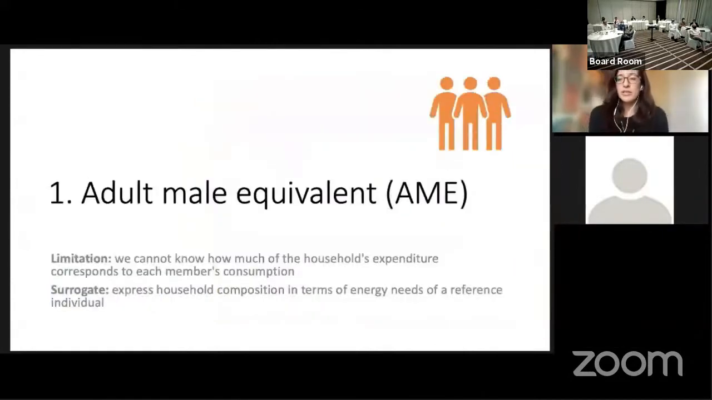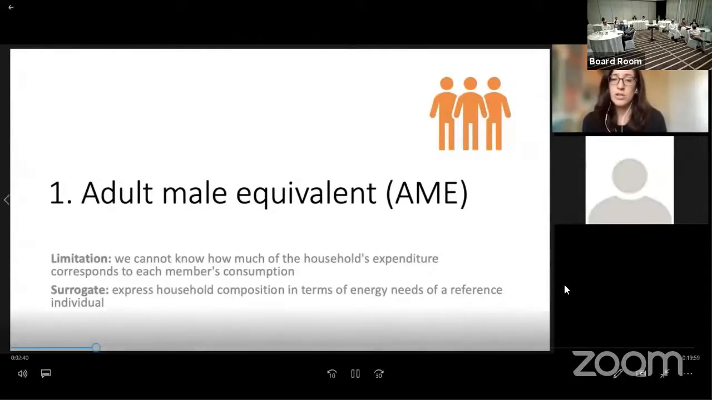So let's start with the data transformation steps. An important concept here is the adult male equivalent, or AME. A limitation of the household budget surveys is that they provide expenditure data for an entire household, and we cannot know what portion of the expenditure corresponds to each individual. To overcome this limitation, we can express household composition in terms of the energy needs of a reference individual, which is what we call the AME.